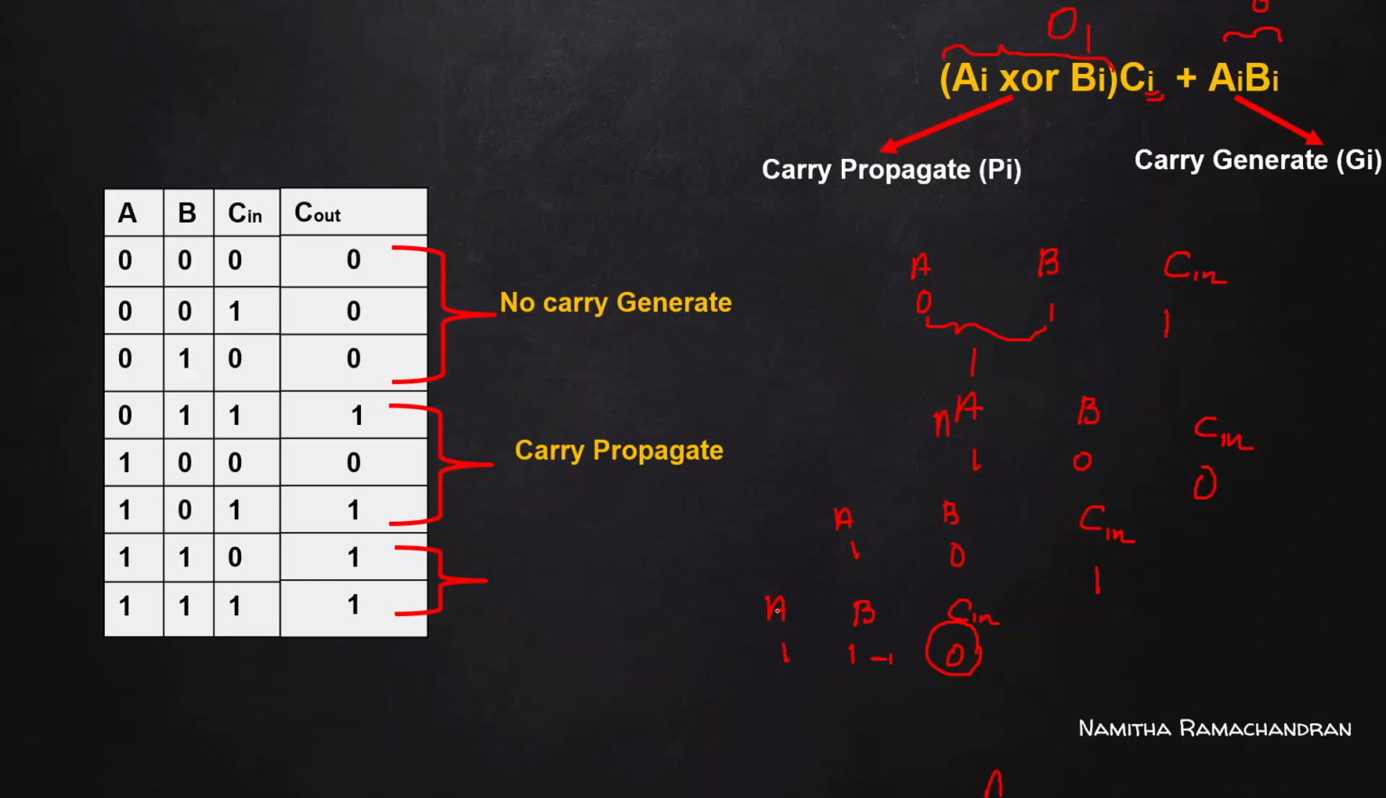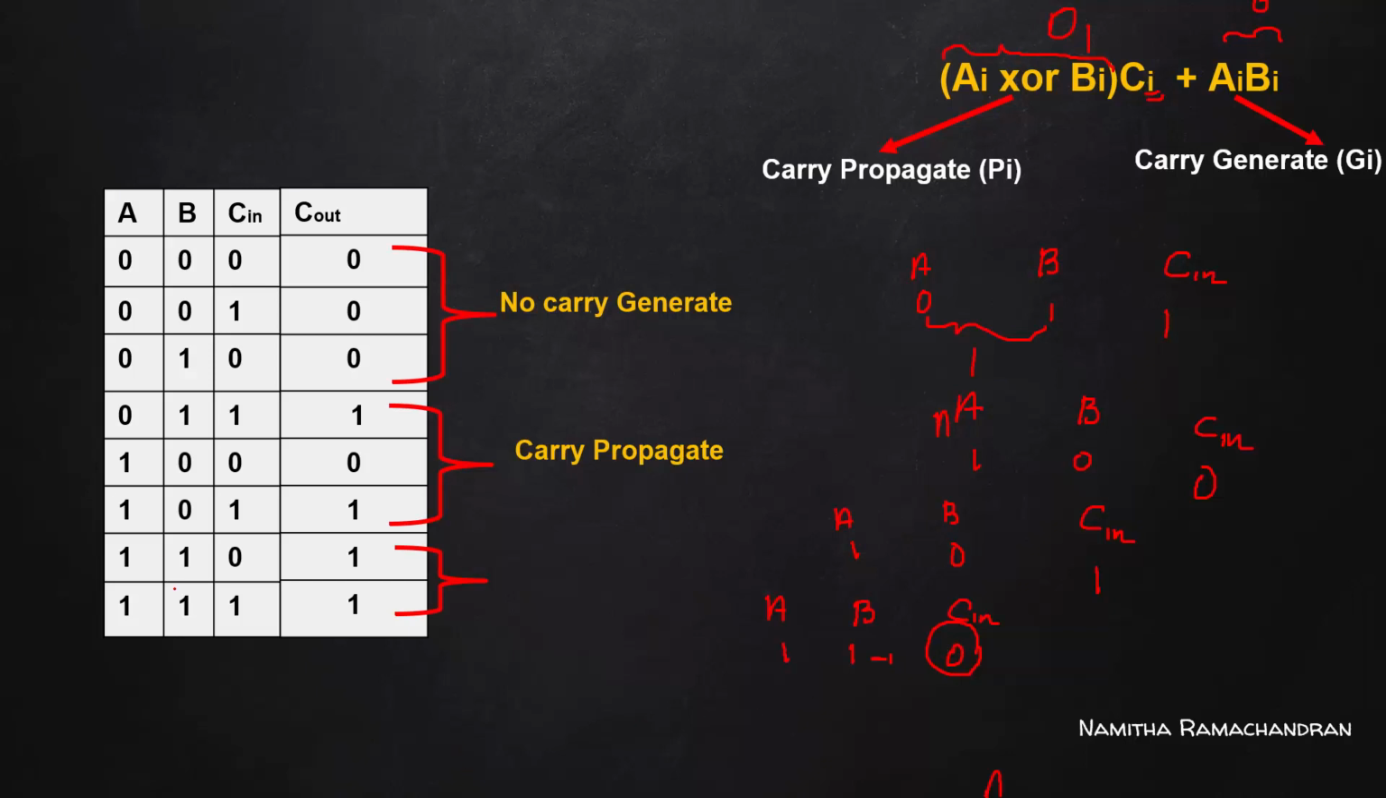Okay, here A is 1, B is 1. Both inputs are 1, so the propagate term becomes 0. But since both A and B equal 1, the carry generate term becomes 1. So it generates a carry without considering the Cin.